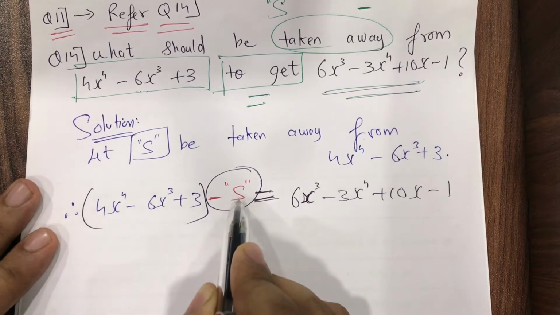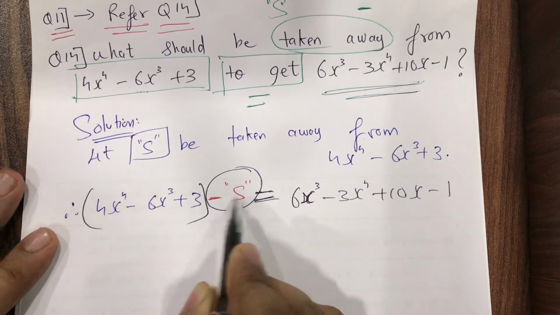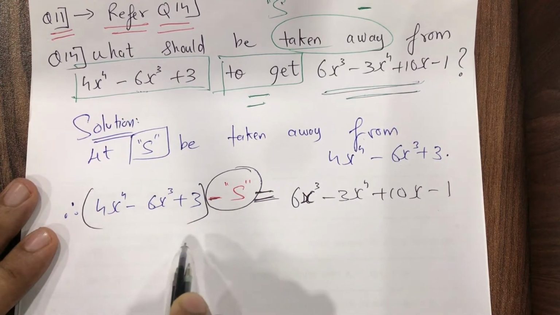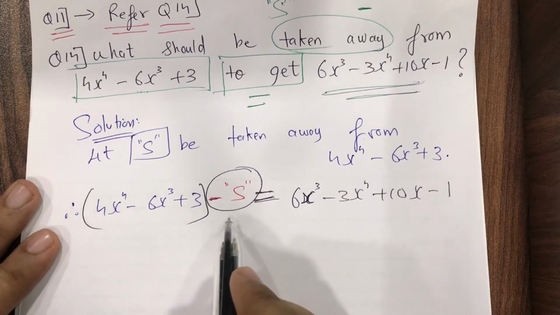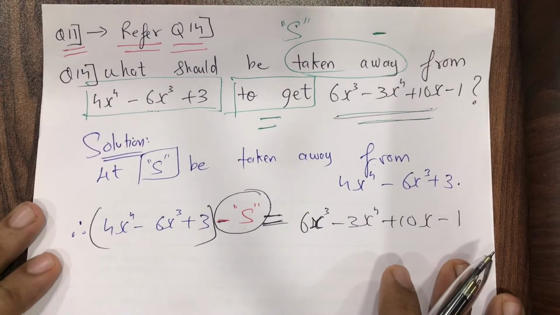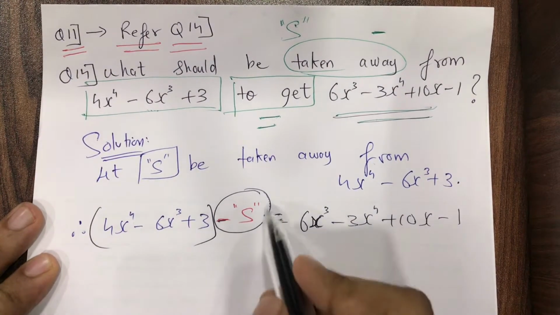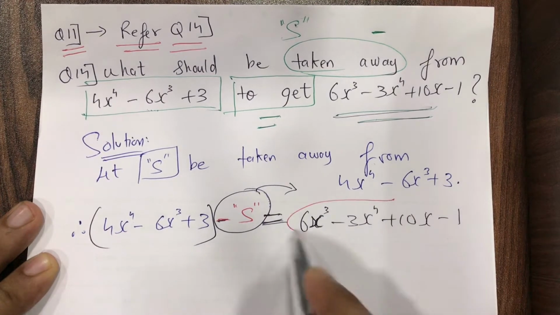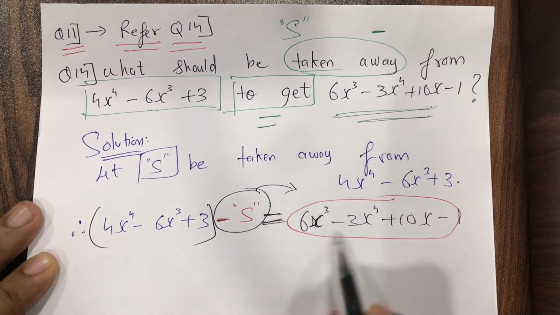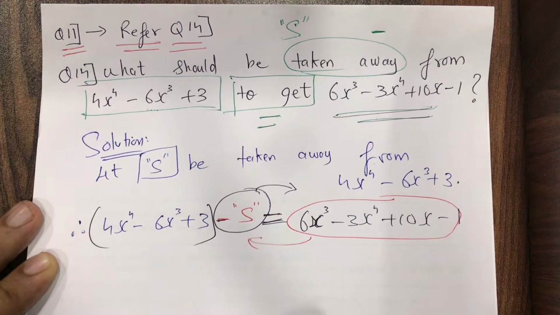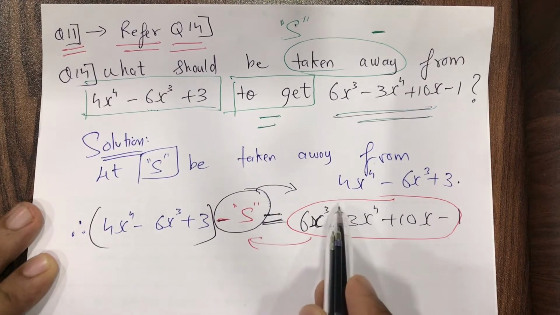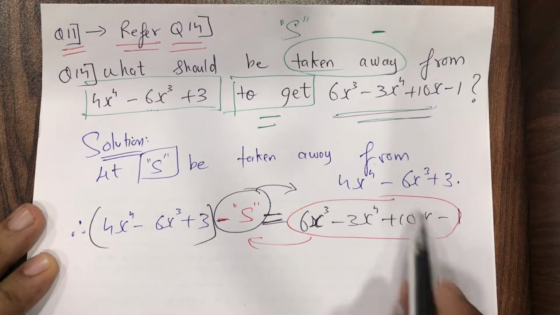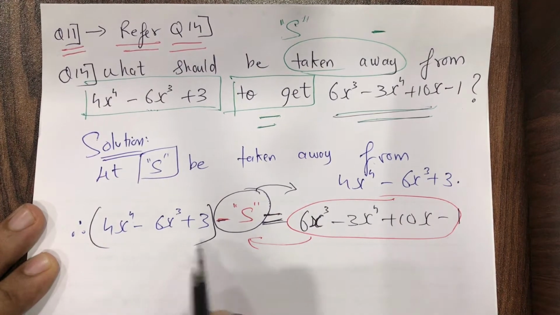But what is the sign of this S? Just ahead of this S, we have a minus sign. So can I say whatever unknown we need to find should always be positive? So I'll send this minus S to the right hand side, so it will become plus S. And then I'll send this entire expression which is on the right hand side to the left hand side. So its sign will change, because the minus will come ahead.